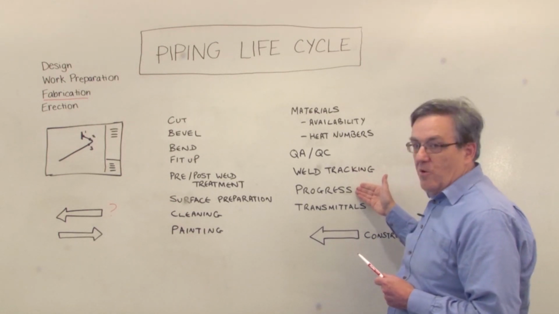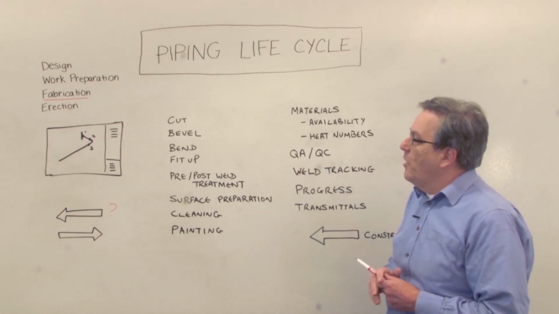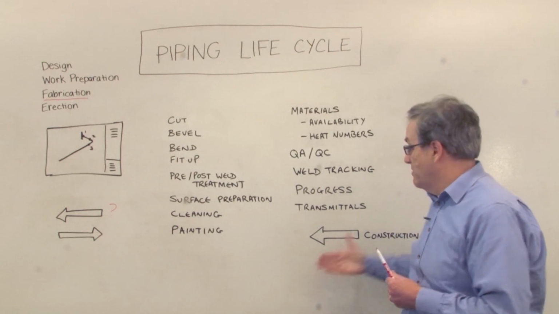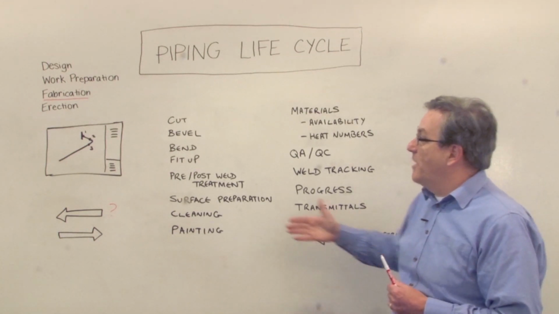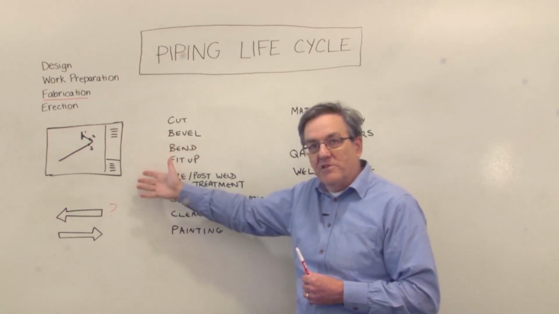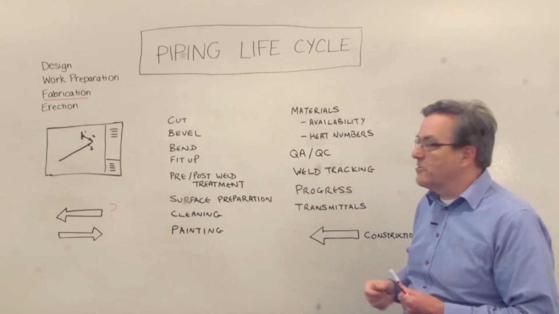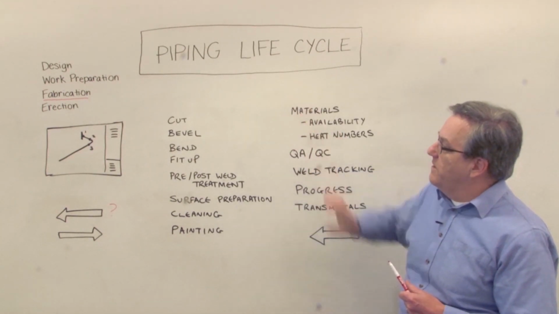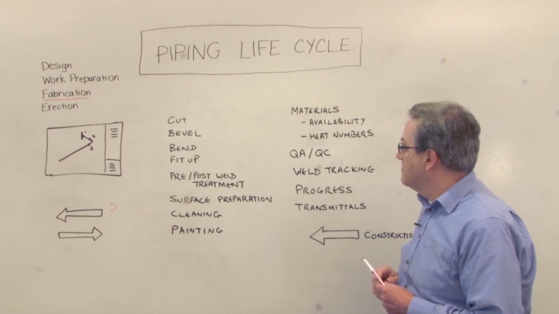We need to report on progress to our customer because he needs to know where this spool is in the shop. For example, sometimes the construction people need this spool and they may be prepared to take it before it's completely finished painting, bring it to site because it's going to hold up construction otherwise. So being transparent and being able to report information on status is a key part of what we have to do.